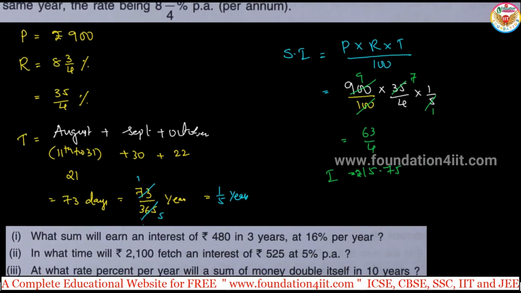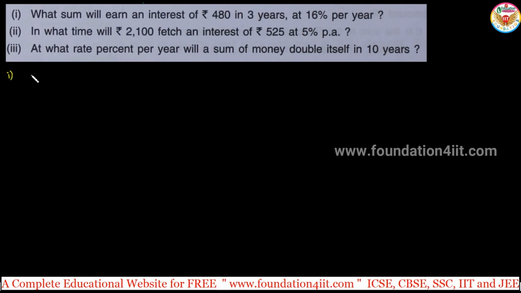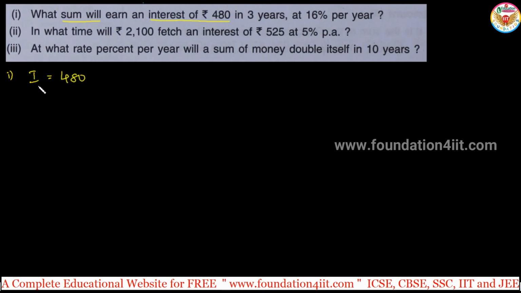Let us see one more sum now. In this we have 3 questions. First one: what sum will earn an interest of 480 in 3 years at 16% per annum? What sum? So principal we have to find out. What is given in this? Interest is given, rupees 480, and time 3 years.